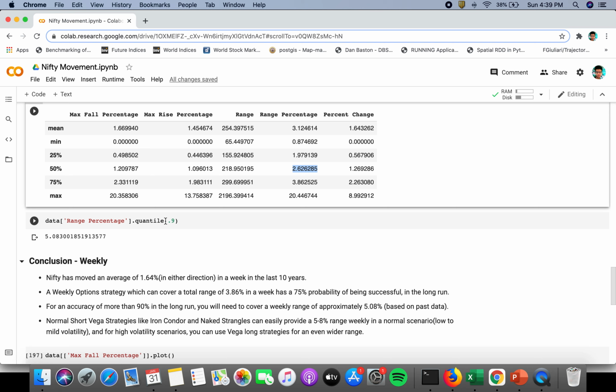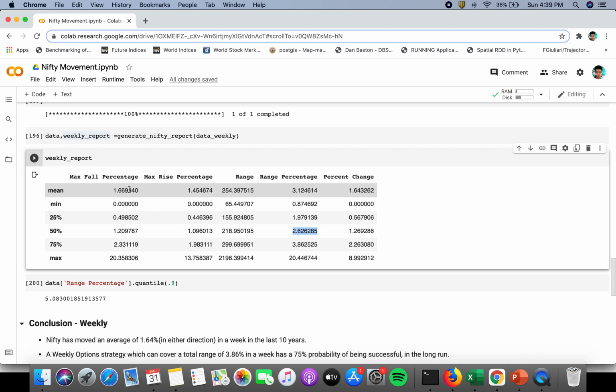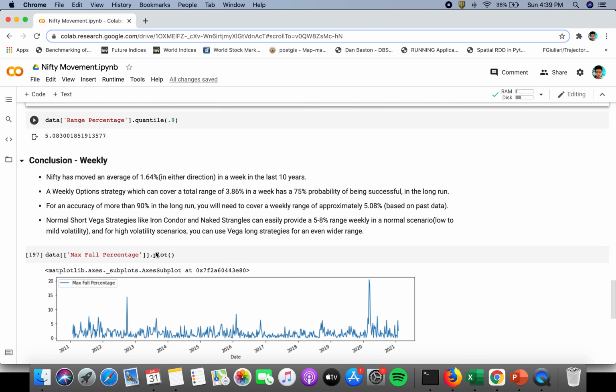Again, this means that for the last 10 years, 90% of the time, the weekly range of Nifty hasn't exceeded 5.08 percent. So this is the ultimate conclusion that we can draw for the weekly ones. Again, pause the video, have a look at these figures yourselves, and then you can elaborate in a much better way. I already explained what these are, and I also briefly explained the others. So you can just play around and design your strategies accordingly.